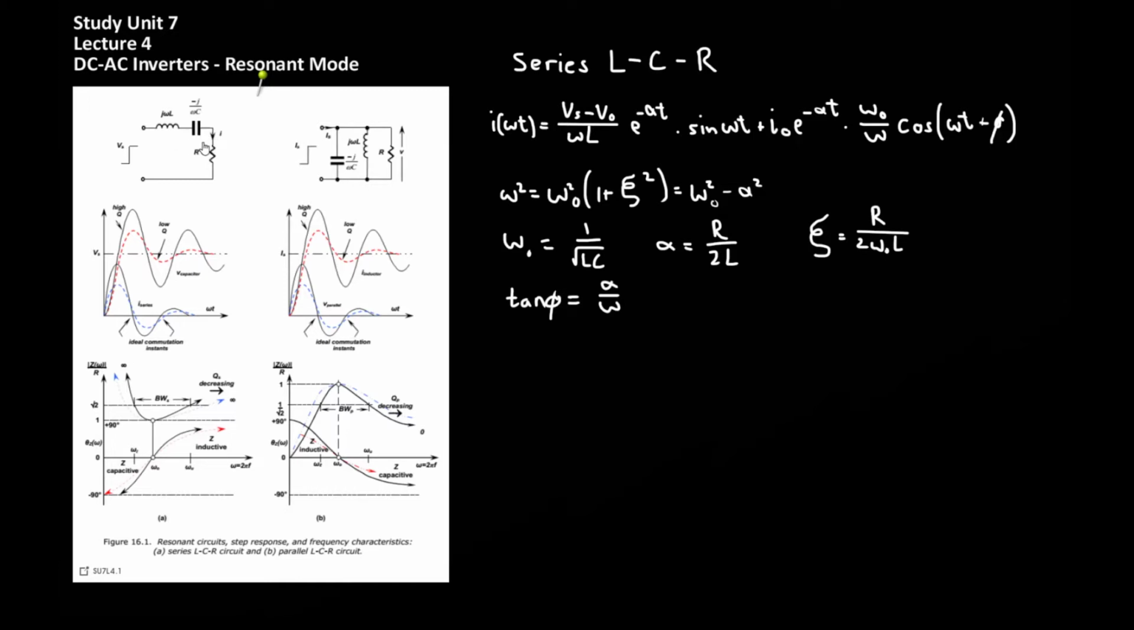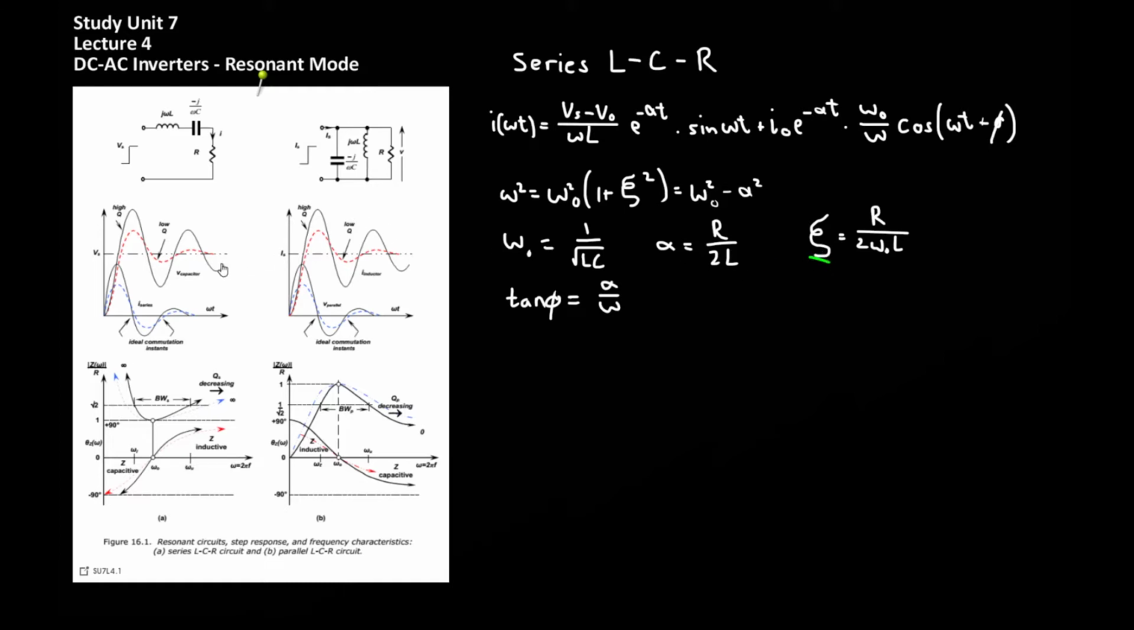So the current in the series network is given by this equation over here, which has many components. I0 is the initial current when the step function was introduced and stimulated the series network. V0 is the initial voltage over the series network. Omega 0 is the resonant frequency of the network, and omega 0 is defined as 1 over the square root of LC. Alpha is defined as R over 2L, and psi is defined as R over 2 omega 0 L. Psi, or sometimes pronounced zeta, is the damping factor of the network.